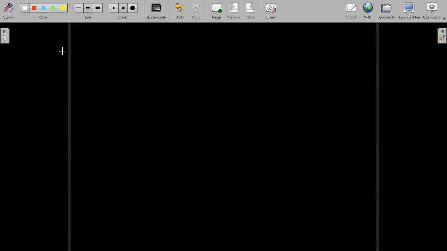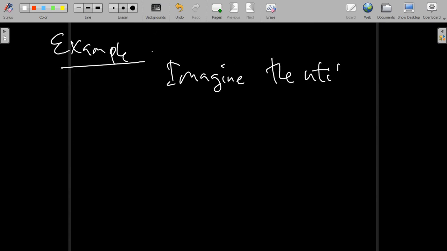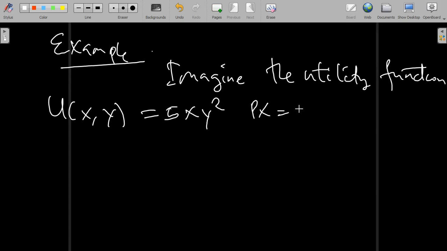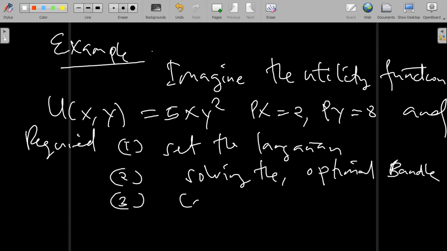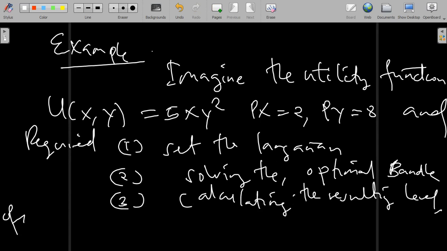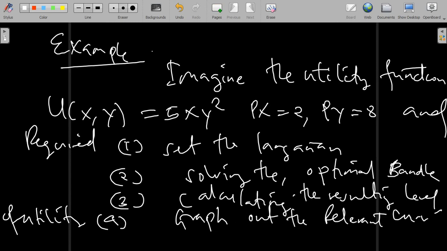Now let's go to an example. Imagine that the utility function is given by u(x,y) = 5xy², the price of x is equal to 2, the price of y is equal to 8, and income is equal to 240. Now we are required to set up the Lagrangian, then solve the optimal bundle, then calculate the resulting level of utility, then graph out the relevant curves, and then calculate the marginal utility of income at the optimum. Now the solution will be as follows.